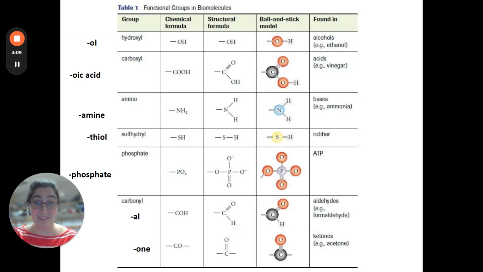So here they are. Notice you can see hydroxyl, OH, carboxyl, COOH, amino, like amino acid, NH2, sulfhydryl, SH, phosphate, PO4, and carbonyl, which actually has 2 options depending on whether it's at the end of a molecule or the beginning. For each one of these different functional groups, you're going to want to know what the name of a molecule with that functional group would be like, what the structure would look like, and some of the properties that come with that functional group.